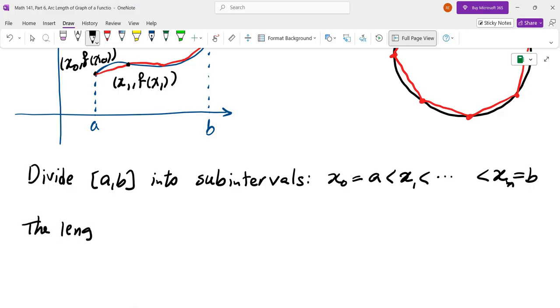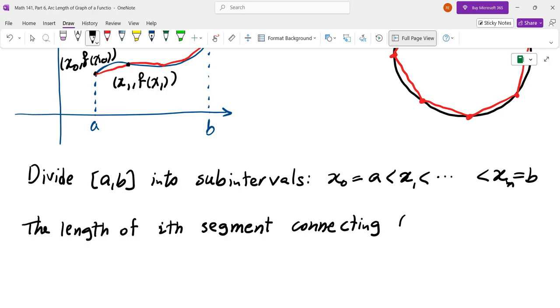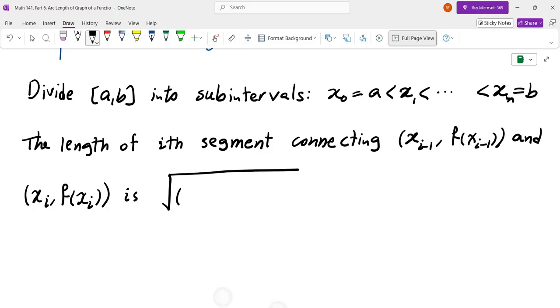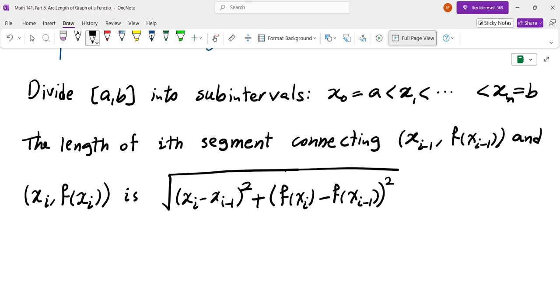So the length of the ith segment, which would be connecting x_{i-1}, f of x_{i-1}, and xi, f of xi, is the square root of the difference of the x coordinates, xi minus x_{i-1}, squared, plus the difference of the y coordinates, f of xi minus f of x_{i-1}, squared.